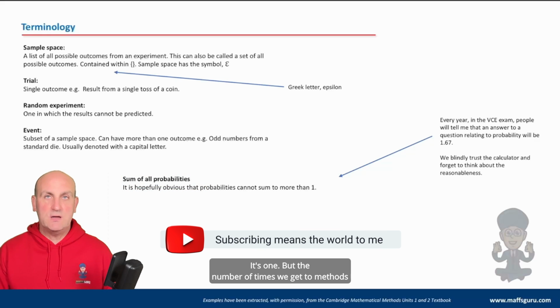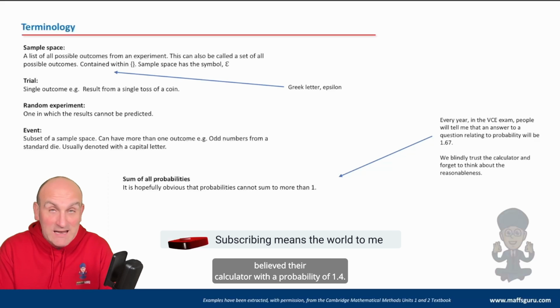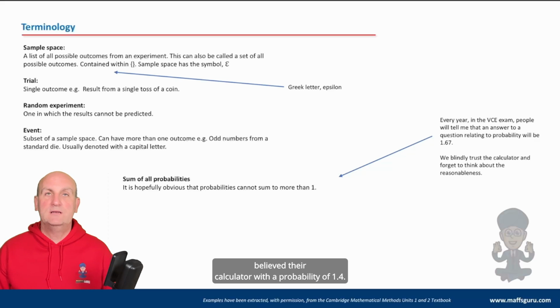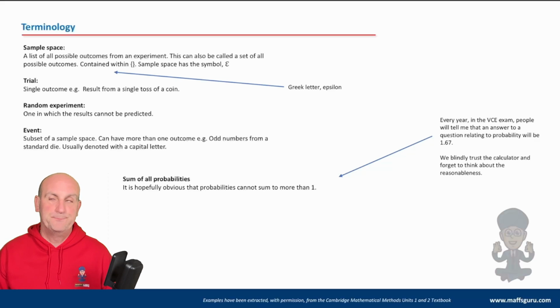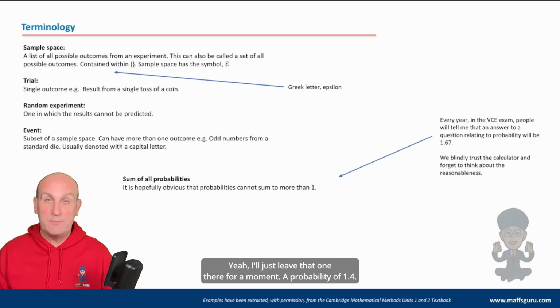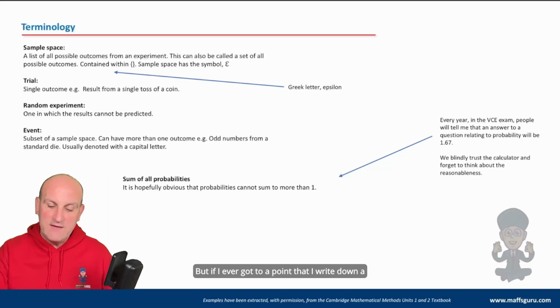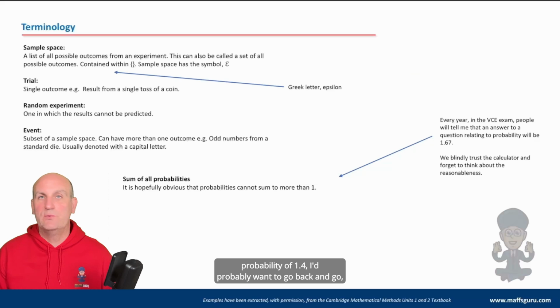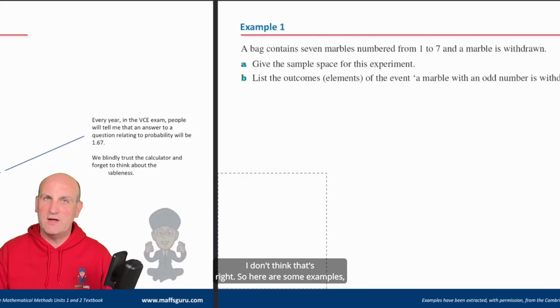But the number of times we get to Methods 3 and 4, we do some of the probability questions, and students out there will answer, because they've believed their calculator, with a probability of 1.4. A probability of 1.4. And again, the stress of the exam and not really thinking about what's going on. But if I ever got to a point that I wrote down a probability of 1.4, I'd probably want to go back and go, I don't think that's right.